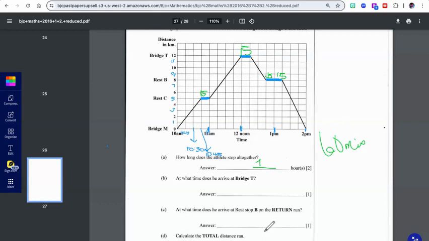At what time does he arrive at Bridge T? Remember now, he's at Bridge T. So where the movement stops is the time that he arrived. Where the movement is flat, that means he's just sitting at the bridge, doing whatever he wants to do. But we have to calculate from the peak of his stop, which is right here. So now, what time does he arrive at Bridge T? Okay, 12.